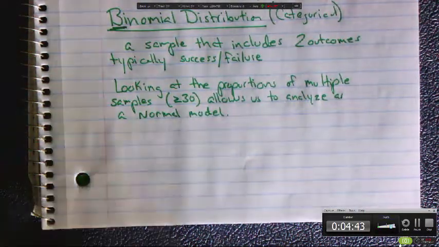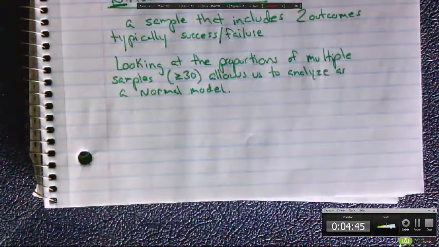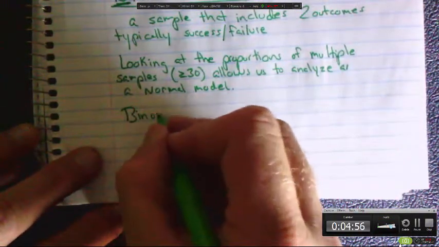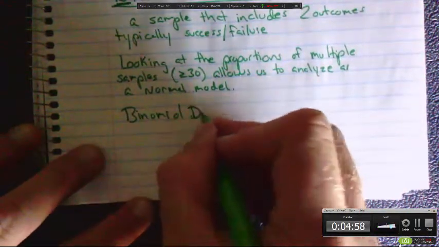Okay, so if we can do that, then we can treat it like normal distribution, which means now we can look at binomial distribution through the concept of z-scores. Okay, so we have binomial distribution.